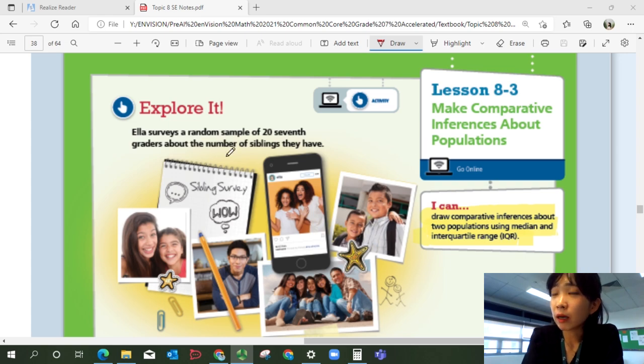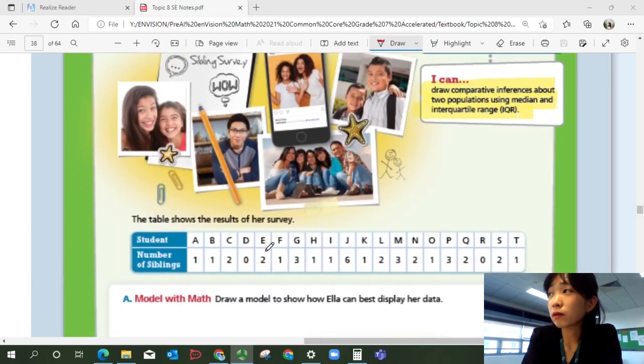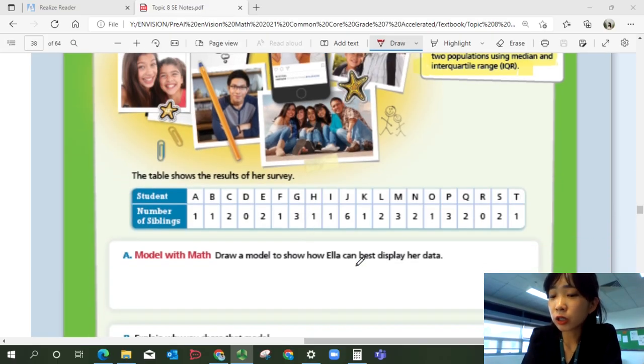Ella surveys a random sample of 20 7th graders about the number of siblings they have. The table here shows the results of her survey. We have students A, B, C, D, until T, and the number of siblings are shown. So part A: draw a model to show how Ella can best display her data.